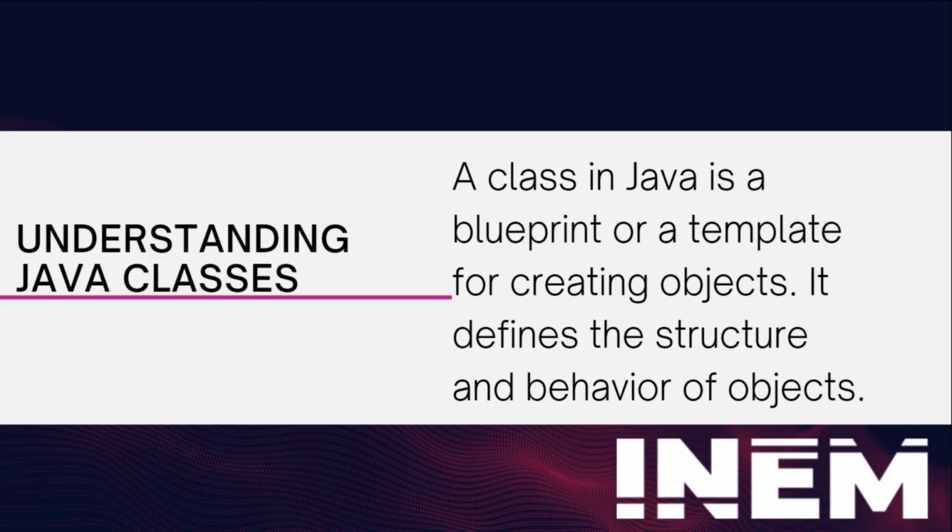Think of it as the architectural design for something that's about to come to life. This blueprint doesn't just define what an object looks like, it also outlines how it behaves. When you create a class, you're essentially telling Java what properties or attributes an object of this class will have, and what actions or methods it can perform. It's like setting the stage for the creation of real, tangible objects. In other words, a class sets the rules and characteristics for objects, making it a cornerstone concept in Java programming. It's the heart and soul of object-oriented programming in Java.